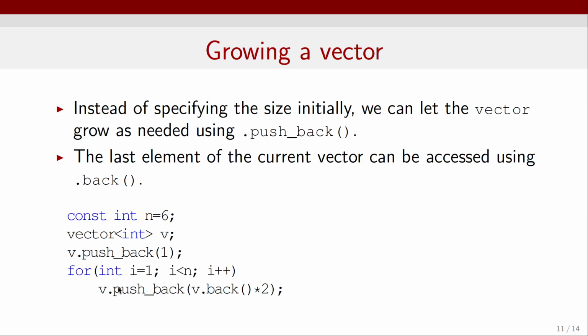So by using the v.pushback function, I can append elements at the end of the vector, and by using the v.back function, I can access the last element of the vector and do operations on it, such as multiply it by 2 and then append that at the end of the vector.